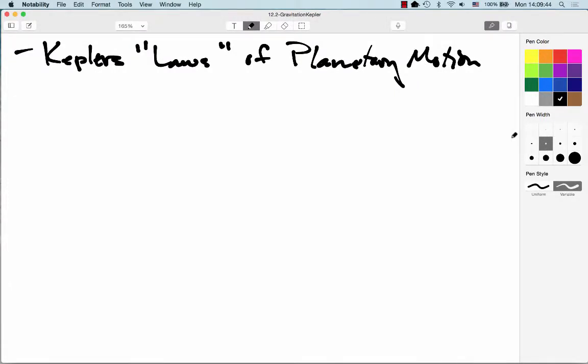Now you'll notice that I put the word law in quotation marks. And that's because he made phenomenological observations and he wasn't really predicting anything. And in fact, he actually had 4 laws of planetary motion, although we only teach 3 of them now. I'll go ahead and spoil the 4th one for you.